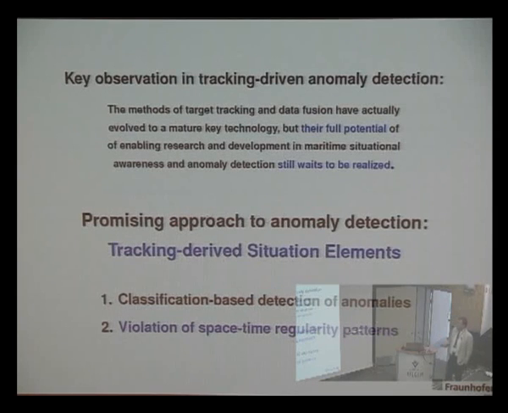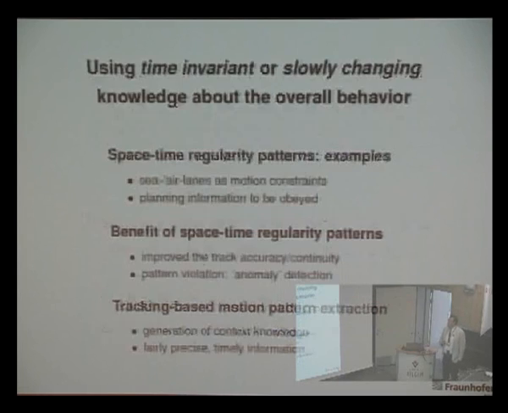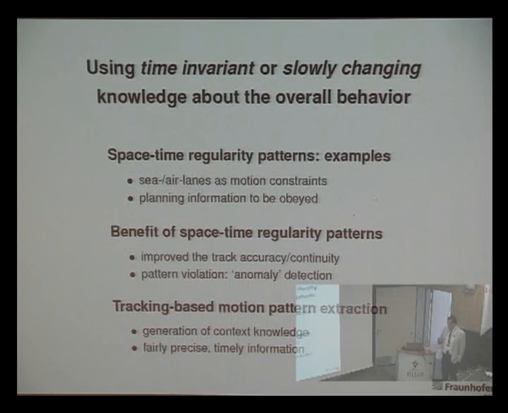The second aspect in this context is the violation of space-time regularity patterns. What is a space-time regularity pattern? Well, a space-time regularity pattern could be, for example, a road map, a sea lane, an air lane. So if your targets are known to move on roads or lanes, this is a spatial regularity pattern which can be used. We have just seen how to bring such information into the context of target tracking. Another type of such information is planning information. In a military operation, you often have fairly precise planning information. That means you have space-time information on how your objects should behave.